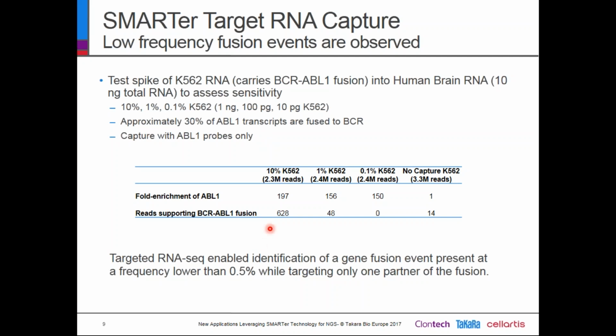So what we see here is that the targeted RNA-seq approach allows us to identify reads with the fusion even when the RNA corresponding to the fusion is present at less than 0.5% of the total RNA, showing the sensitivity of the approach. And knowing also that we only used the capture probes for one of the partners of the fusion, this can be improved if we, for example, include probes to target BCR.